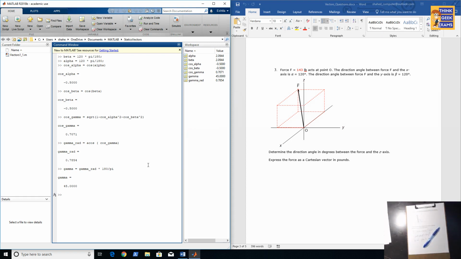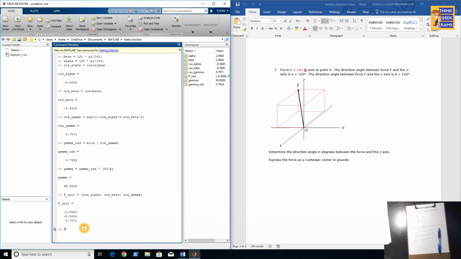Okay, next question is what is the force, actually? So the force is going to be F, 143 times the unit vector. And we have already decided that cosine alpha, cosine beta, and cosine gamma form the components for the unit vector. So let's call it F unit. F unit equals cosine alpha, cosine beta, cosine gamma. So that forms our F unit, and that is the unit vector right there.